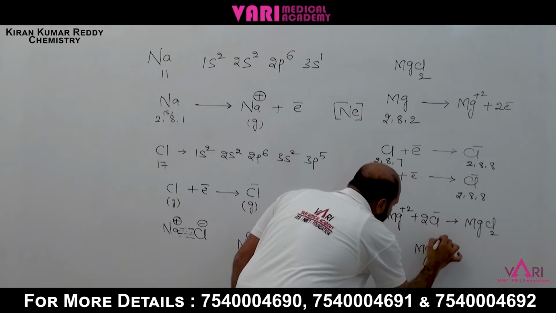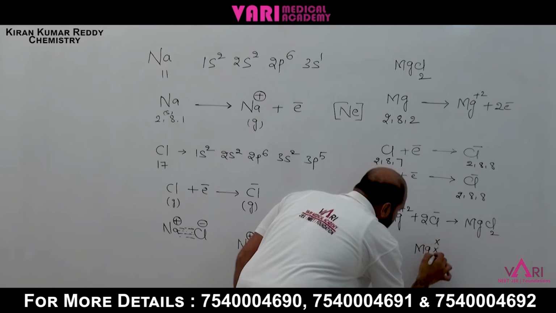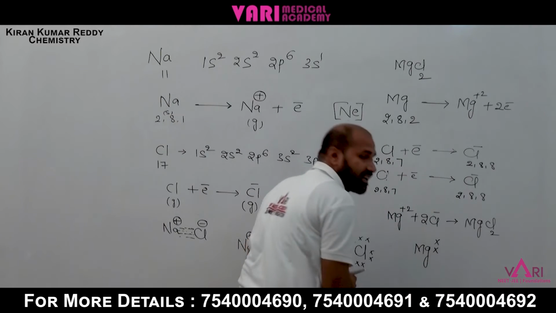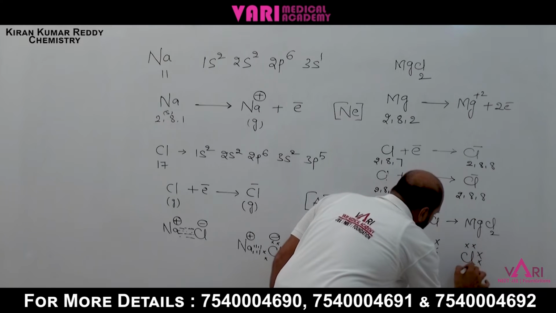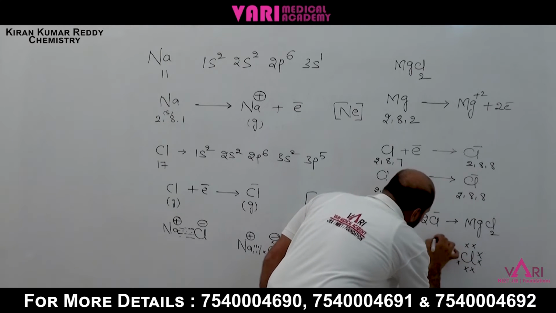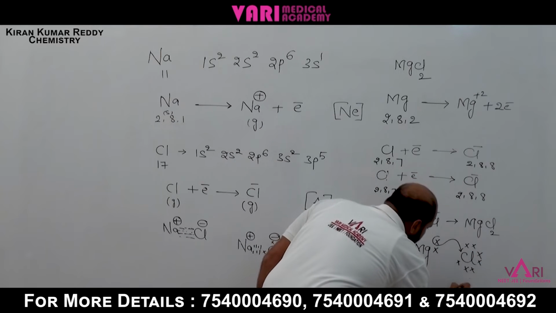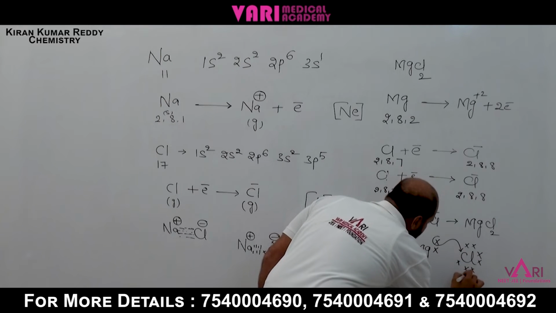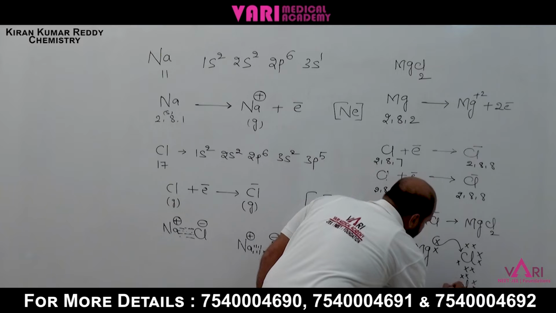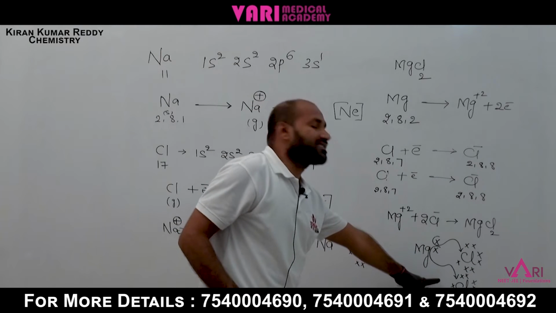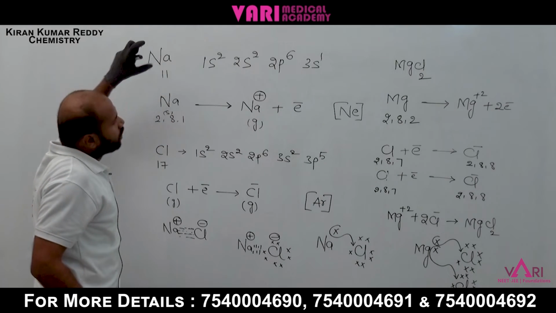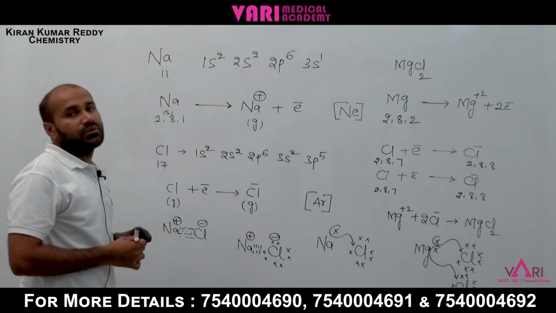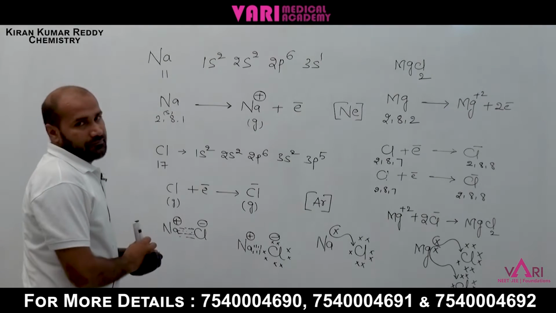Now we can write the Lewis dot structure. Magnesium has 1s2, 2s2, 2p6, 3s2. This is the outermost electron. Now here are 2 chlorines, each with 1, 2, 3, 4, 5, 6, 7 electrons, and 1 electron is accepted by each. This is the Lewis dot structure of MgCl2 and sodium chloride. These are the 2 examples of ionic bond.